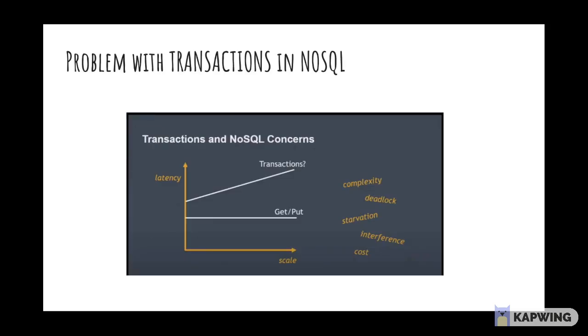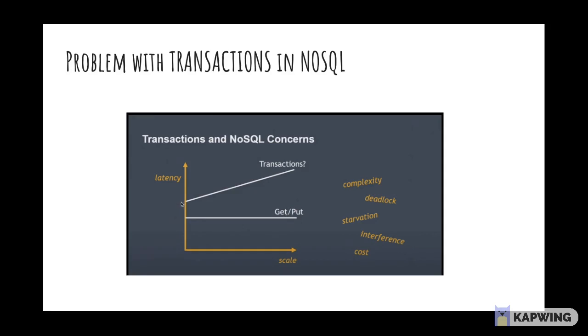Now, the problem with transactions in NoSQL, specifically Dynamo. Dynamo has a core goal of providing predictable performance and unbounded growth. If you see in this graph, by default, the get and put API gives us predictable performance with unbounded growth. For example, even if you have 100 MB of data or 1 TB or 100 TB of data, your get and put API latency will not increase.